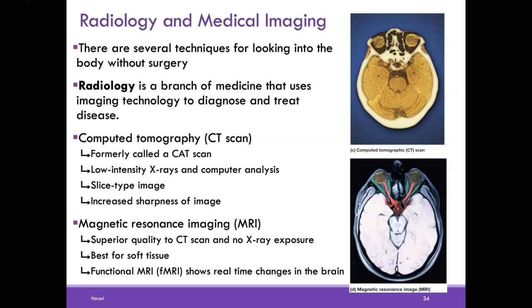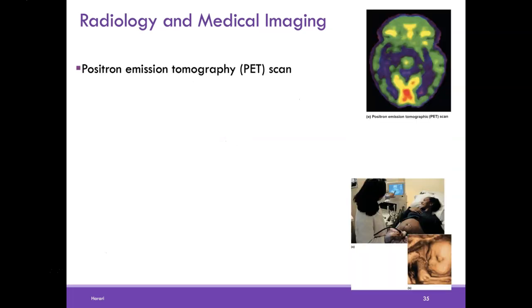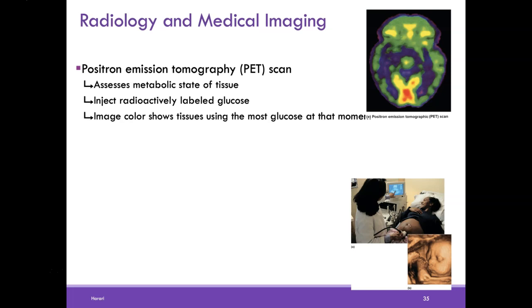So it's good for soft tissue, no X-ray exposure, and a special application of MRI called fMRI can show brain activity. So this helps us understand which parts of the brain are active in real time, like with conscious thought. A PET scan is another type of technology, positron emission tomography, and this helps us analyze the metabolic state of tissue and see if the tissue is healthy. So we inject the patient with radioactively labeled glucose, and the image color shows which tissues are using the most glucose in every moment.